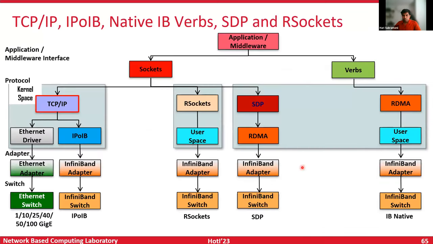Now with these two, your overall communication picture looks something like this. Remember, we started with TCP/IP on the left extreme and verbs on the right extreme. Now you see that you have two bridge protocols here, and this is how they look. SDP uses verbs directly and goes over IB adapter and switches. RSockets is still used, let's say, on this side, and it gives you better performance and bandwidth.